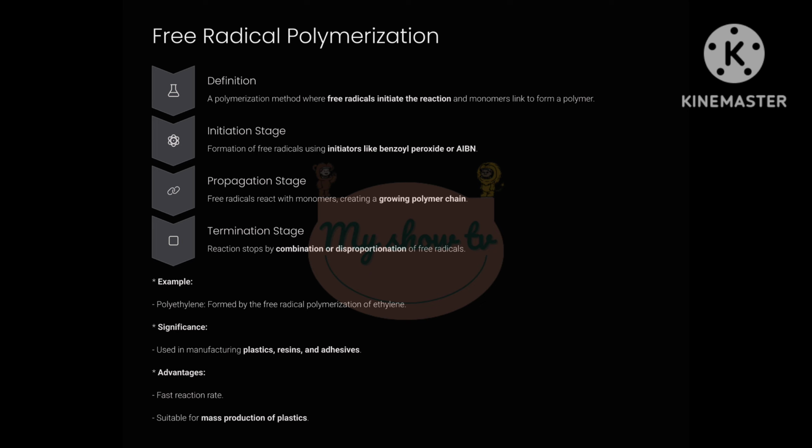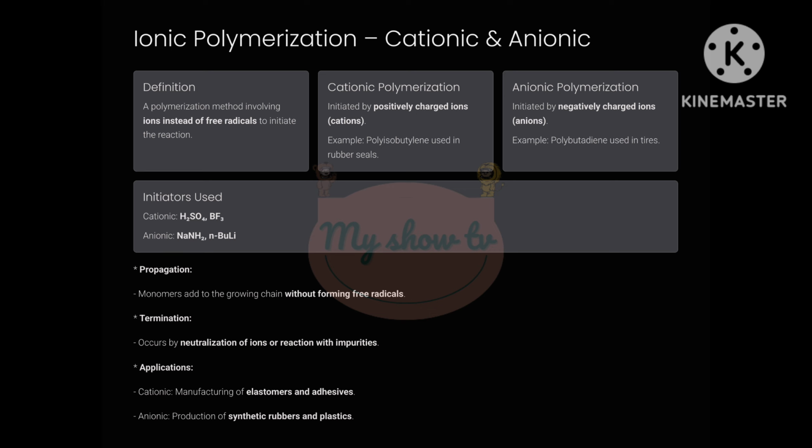5. Example of free radical polymerization. Ethylene plus free radical, arrow, polyethylene, (C2H4)n. 6. Significance. Free radical polymerization is widely used in the production of plastic containers, films, and synthetic rubber. 7. Advantages. Fast reaction rates, simple mechanism, and cost-effective production of polymers. Slide 3. Ionic polymerization, cationic and anionic.